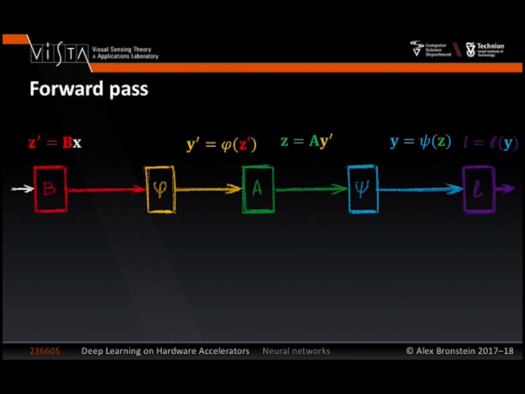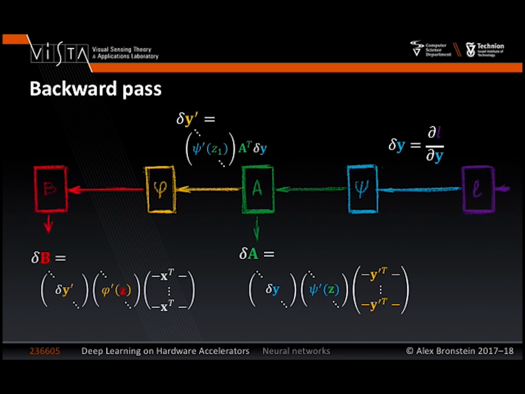So first of all we start with an input x to the network. We go through the matrix B, we go through the nonlinearity phi, we go through the matrix A, through the nonlinearity psi, compute the loss. Okay? This gives us all those vectors and the output scalar L that I indicated before. Now to compute the derivative of the loss with respect to each of the parameters, we go in the backward direction. Okay? We first compute dy, which is the gradient of the loss with respect to the output of the network. Then we compute dA using delta y. Sorry, we compute delta A using delta y.